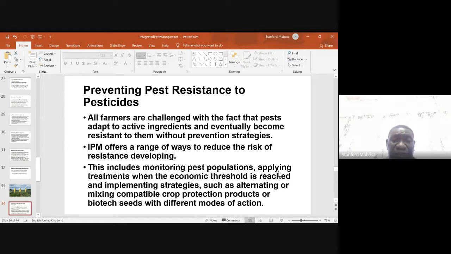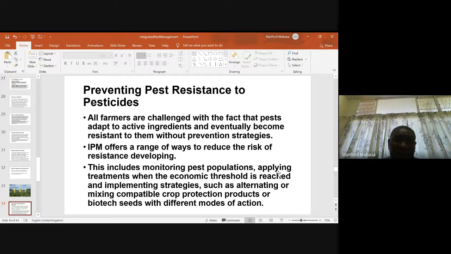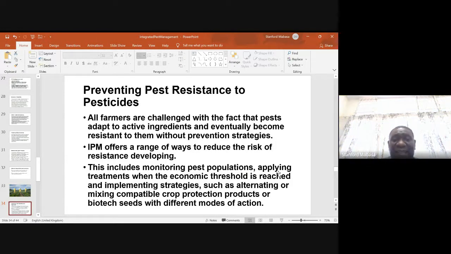Now, it is important to monitor pest populations and also to use the pesticides if the economic thresholds indicate that it is justifiable to do so. So it is also important to use other alternative methods, apart from using insecticides.